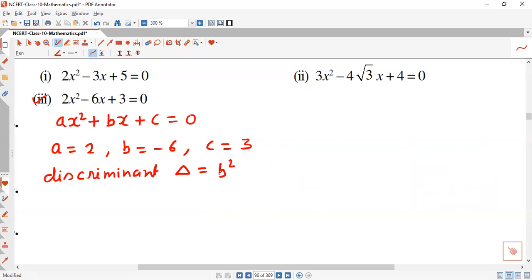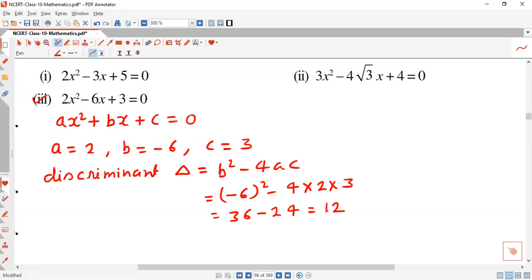B square minus 4ac. Put the values: b is here minus 6 whole square, minus 4, a is here 2, c is here 3. We take the square, 36 minus 24. It comes out 12. Delta is here positive, greater than 0. Since delta is positive, this quadratic equation has two distinct real roots.